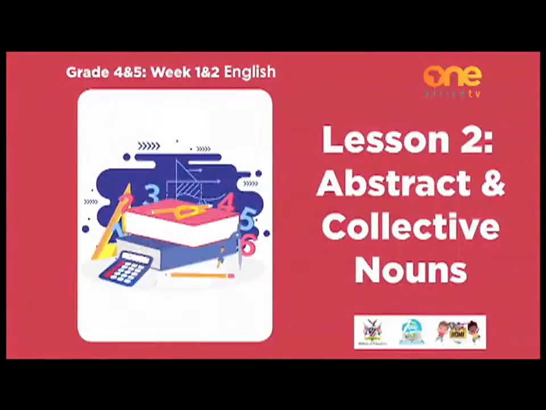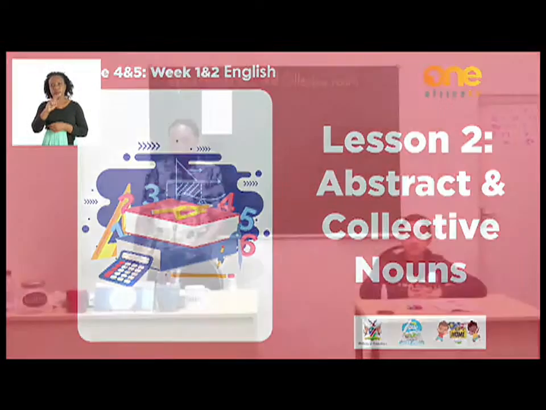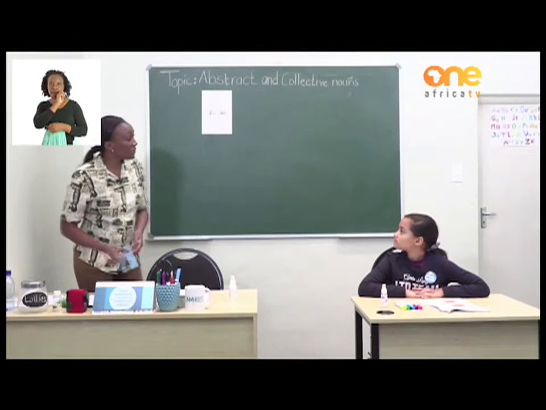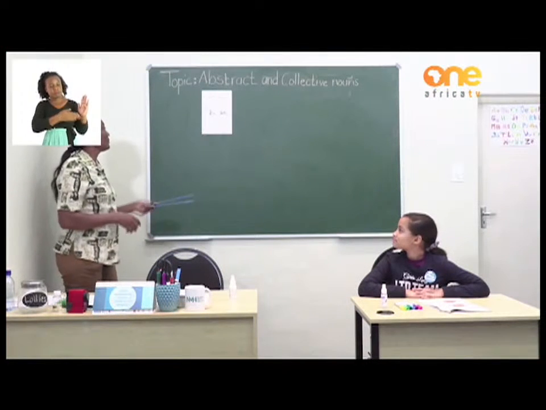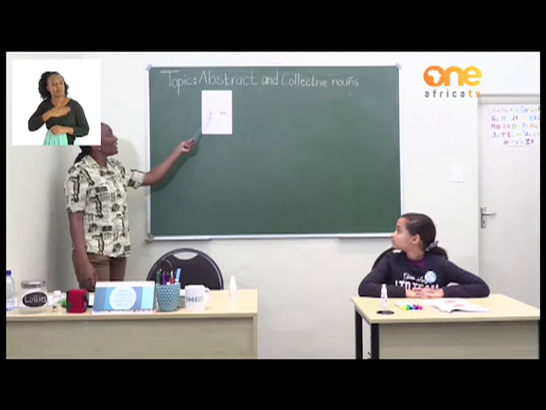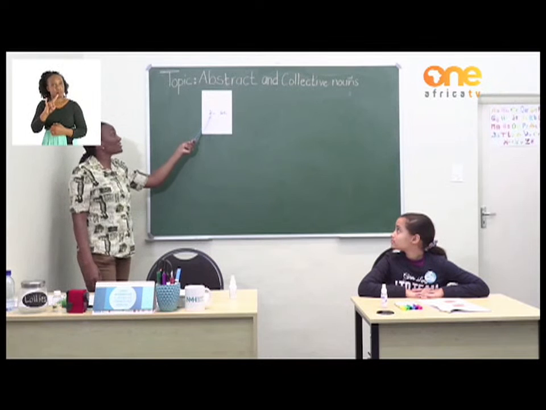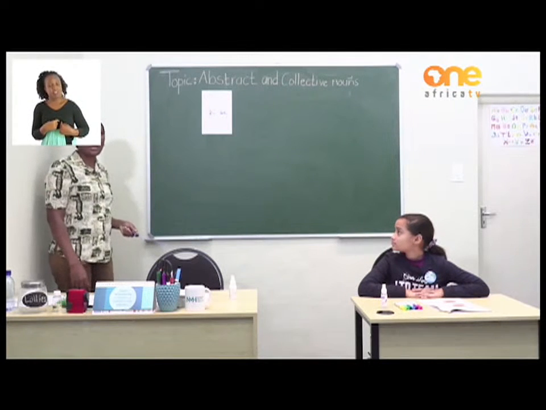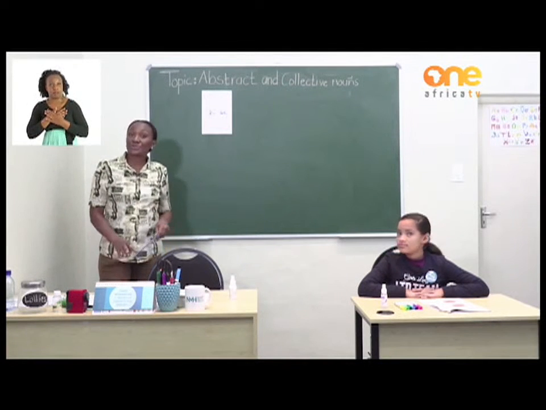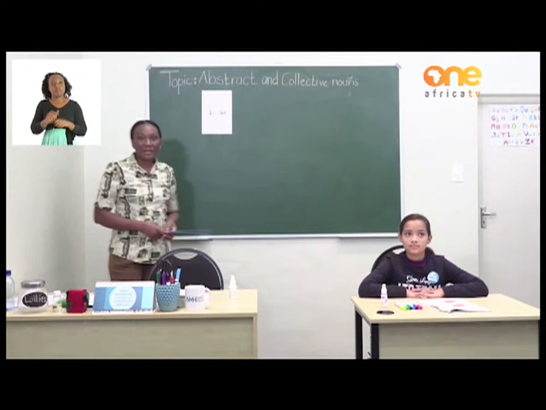Today's topic will be about abstract nouns and collective nouns. So I want you to look on the board. Shanae, look on the board. How does this dog feel? Well, as you can see, the dog is carrying the heart. So this dog feels love. Right. So today's lesson, we are going to talk about abstract noun.